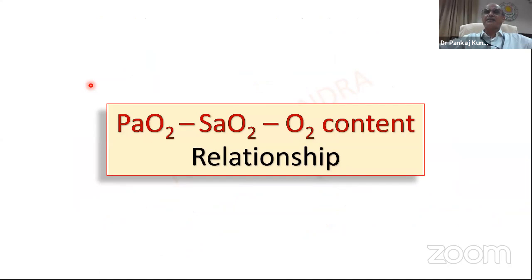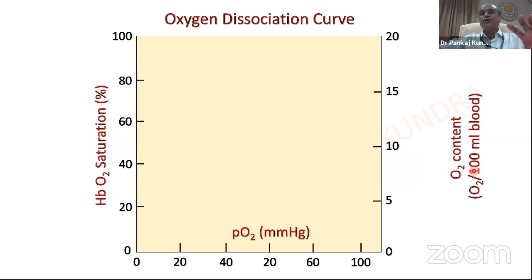Now let's come to another important part. We talked about PaO2, we talked about oxygen content, and we talked about saturation. What is the relationship between these three? Now this relationship, all the three, is generally defined by the oxygen dissociation curve. So here it is the PaO2 on the x-axis. The y-axis has the hemoglobin saturation on the left side, and the right side is the oxygen content, that is ml of oxygen per 100 ml of blood.